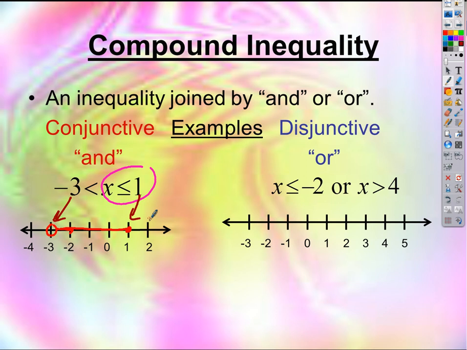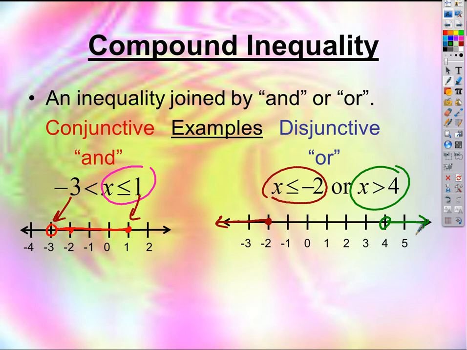Let's take a look at the left part. X is less than or equal to -2. How am I going to graph that? I'm going to put a closed circle on -2. Okay, and I'm going left. Okay, what about the other side? X is greater than 4. What's that going to look like? Okay, this time I'm going to have an open circle on 4, and I'm graphing to the right. Agreed?